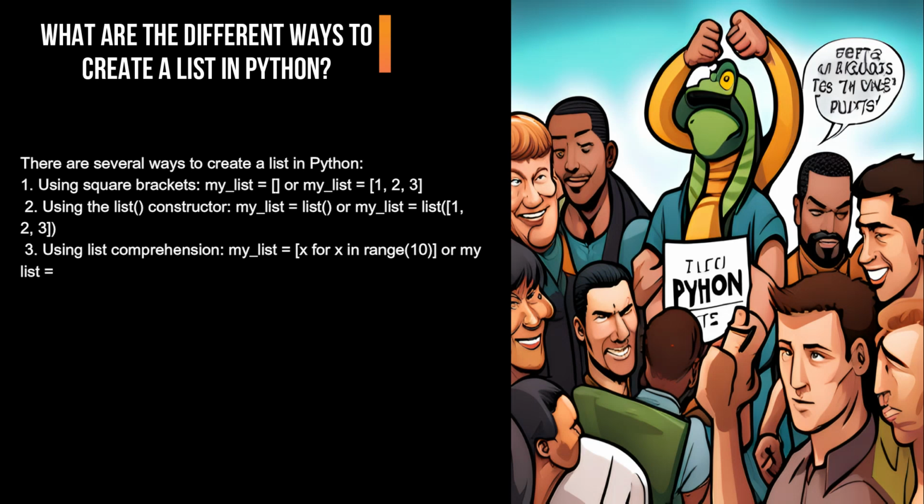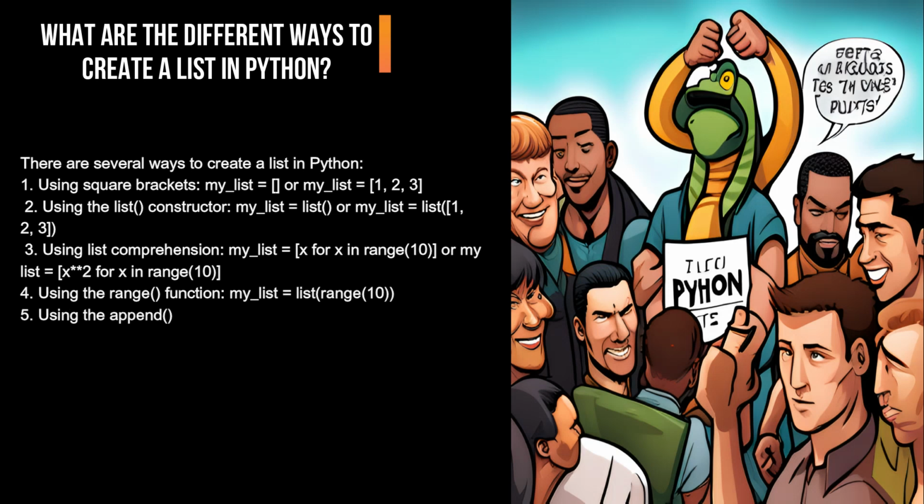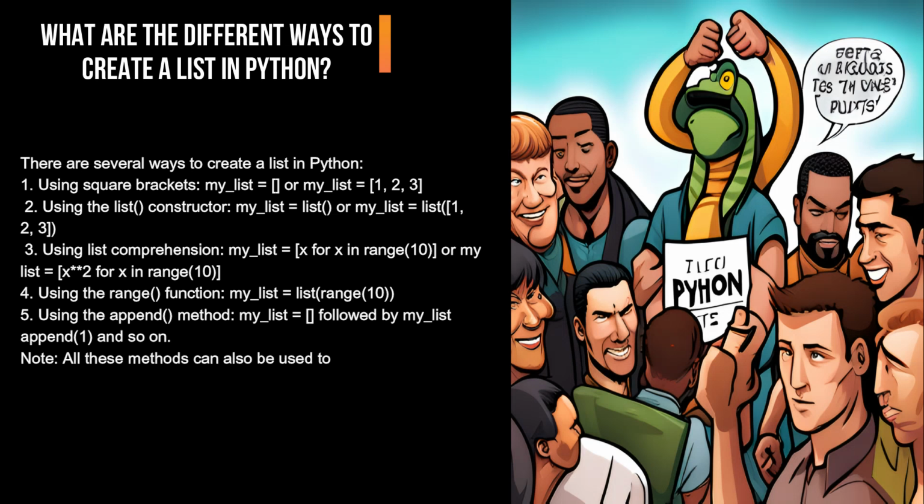3. Using list comprehension: my_list = [x for x in range(10)] or my_list = [x**2 for x in range(10)]. 4. Using the range function: my_list = list(range(10)). 5. Using the append method: my_list = [] followed by my_list.append(1), and so on. Note, all these methods can also be used to create a list with initial values.